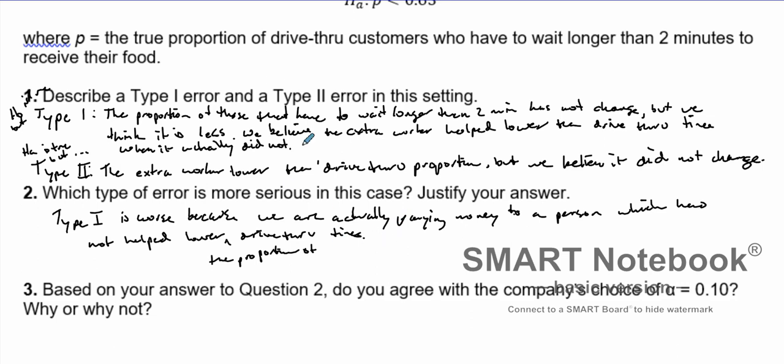And also you're hurting the people, because you think you're lowering the time, but in actuality, everybody has to wait longer than 2 minutes. And so that's why type 1 error is bad. Type 2 error, on the other hand, is that you're paying an extra worker, and it's actually lowering the time, so people are happy, but you don't think it's working. So you're maybe thinking about firing the worker or trying something else. Here, type 1 is like you're living in self-denial, wasting money and getting more people mad. And so that's why type 1 error in this case would be worse.